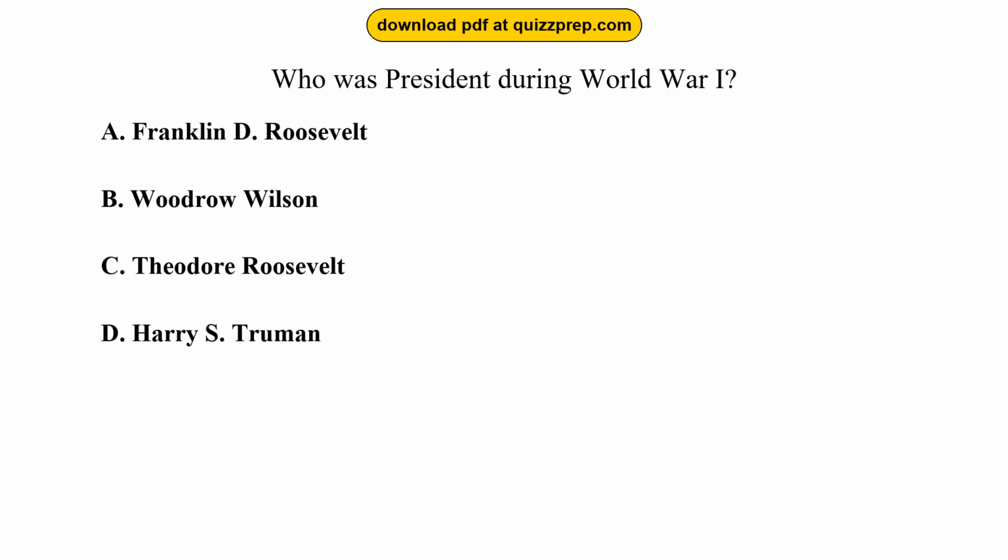Question 75. Who was president during World War I? Option A, Franklin D. Roosevelt. Option B, Woodrow Wilson.